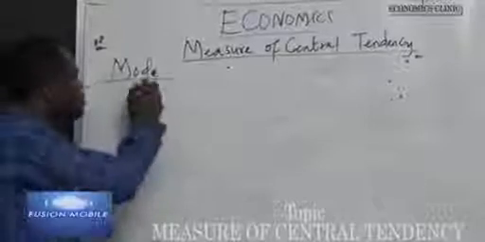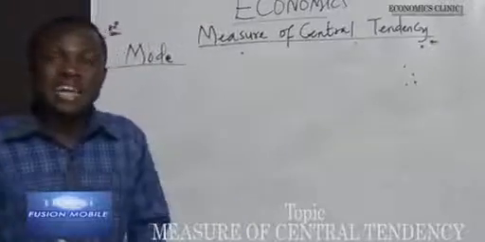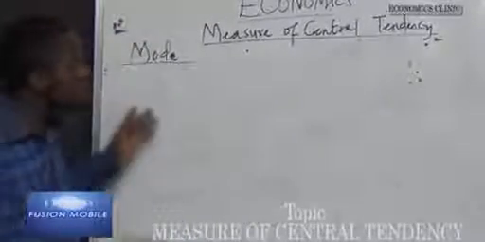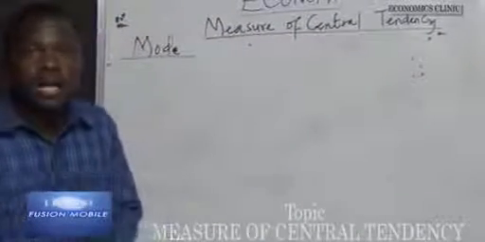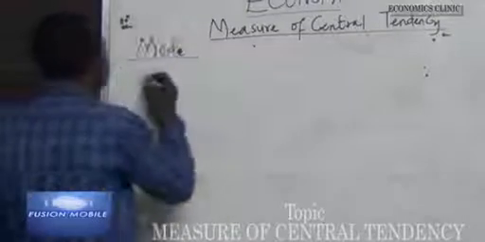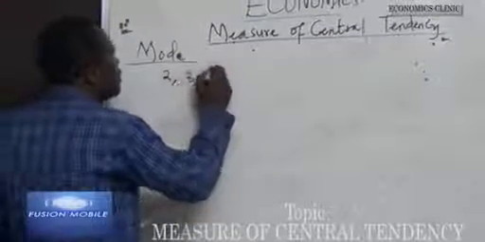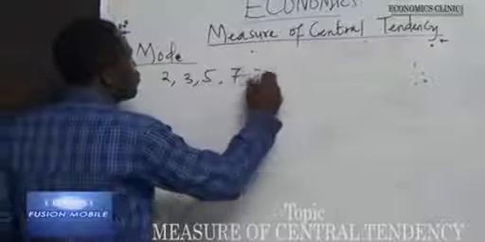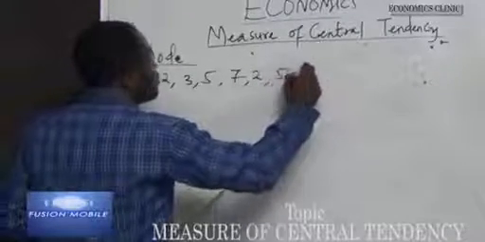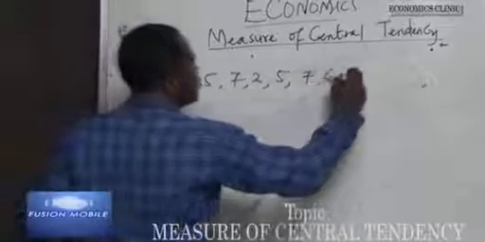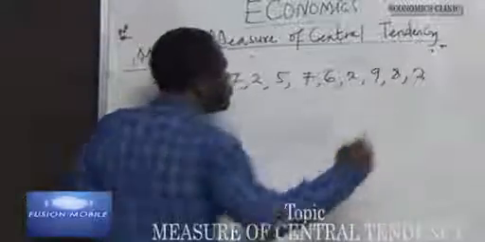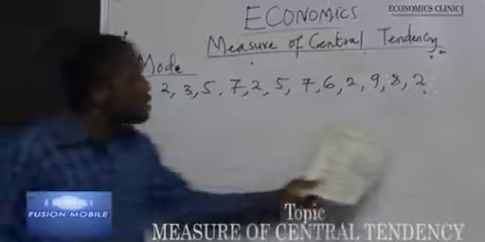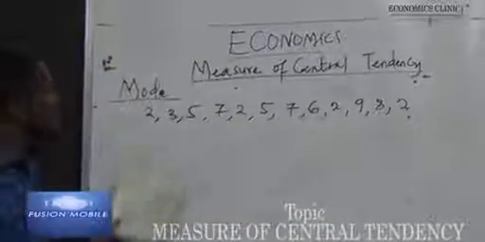Now we move to mode. Mode is the value that has the highest frequency. That is, in a set of distribution, a value that appears most is referred to as the mode. An example is this: given a distribution of 2, 3, 5, 7, 2, 5, 7, 6, 2, 9, 8, 2. Now looking at this question, you can determine your mode.